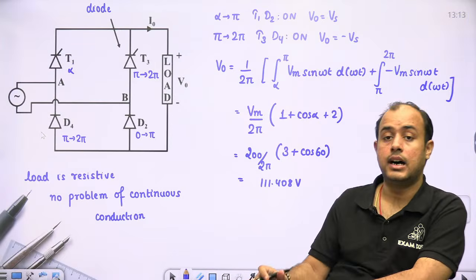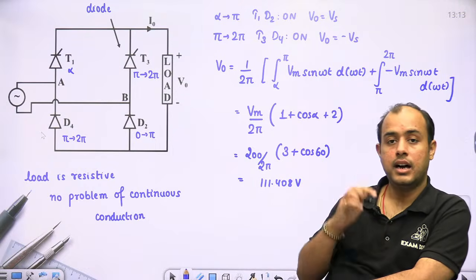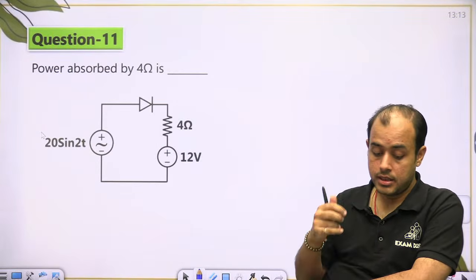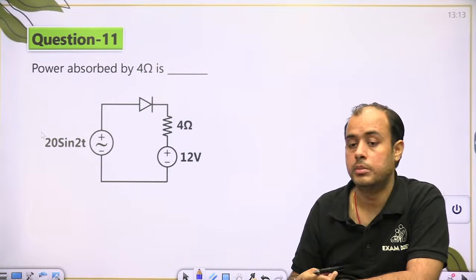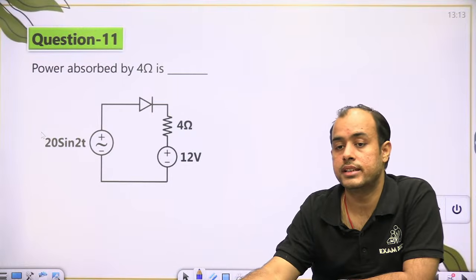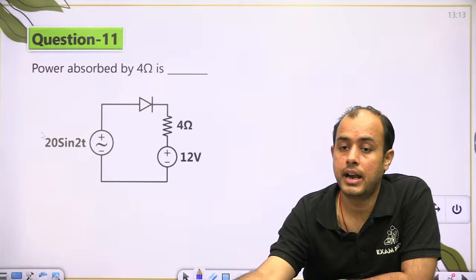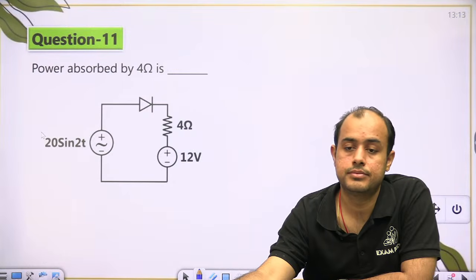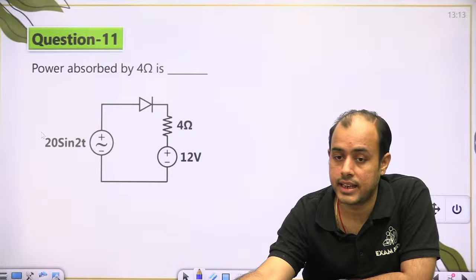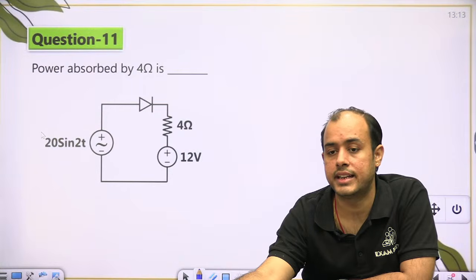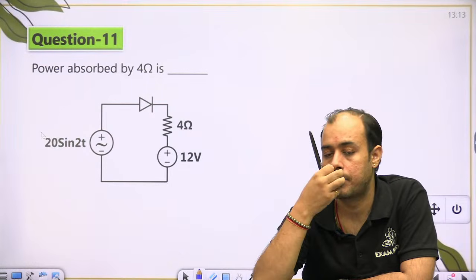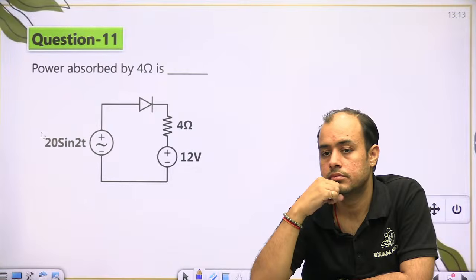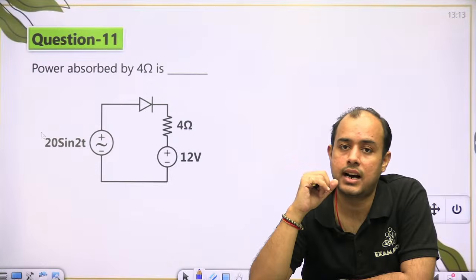समझे how to attempt this question from the basic? Understood beta? चलिए, now next I want is the power absorbed by the 4 ohm resistor. What is the power absorbed by the 4 ohm resistor? Here there is an AC source, there is a DC source. I need the power absorbed by the 4 ohm resistor. You can think of it as an RE load.